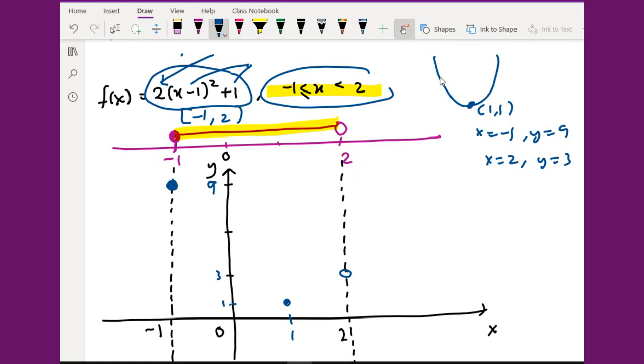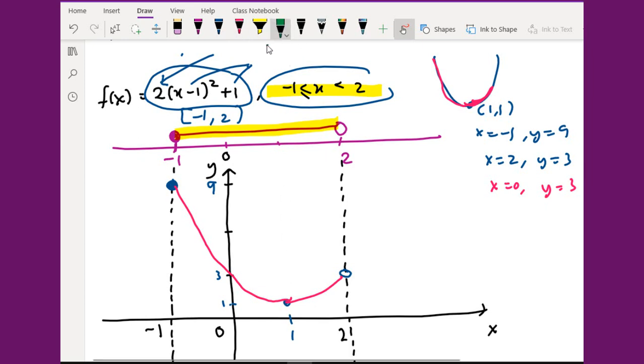And the graph opens up like this. From here you can sketch up to here, so the graph is something like this. Just check when x is equal to 0: substitute 0, 1 squared plus 1, which is 2. Something like this. This is the graph for the given domain.